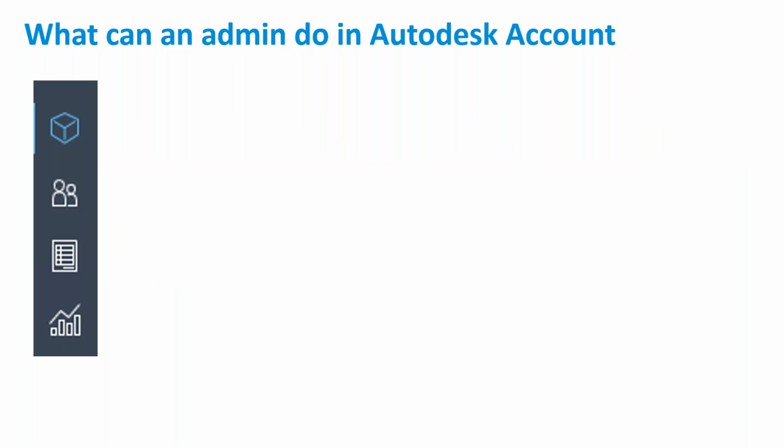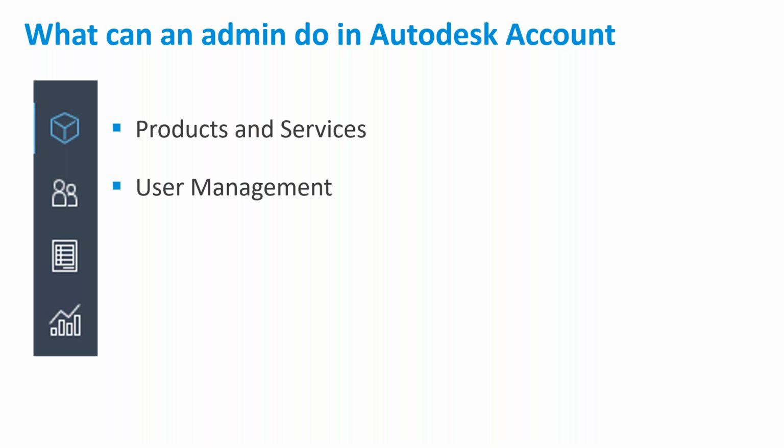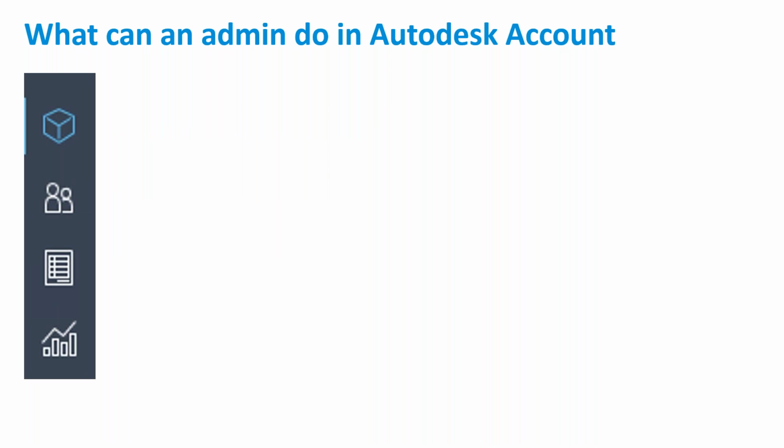Cool, so what can you do as an admin in the Autodesk account? So this is now the management section. There's four main sections in here. On the left-hand side, you should see products and services, user management, billing and orders, and reporting. So the first one I'm going to have a look at today is products and services.